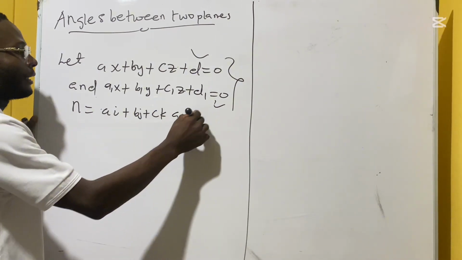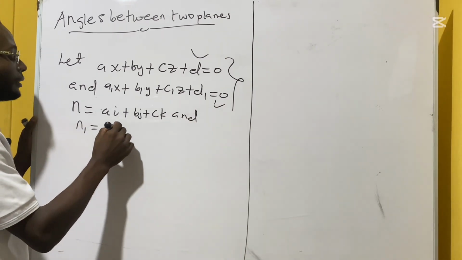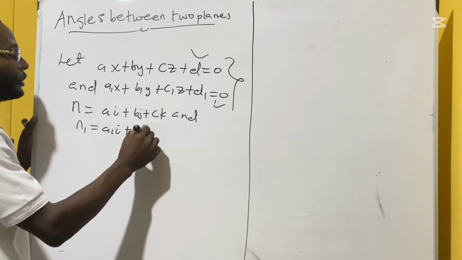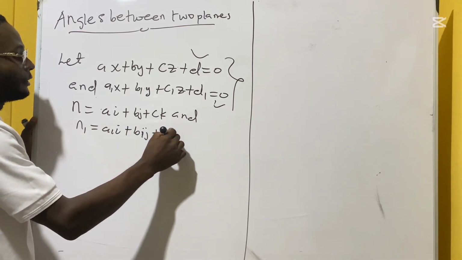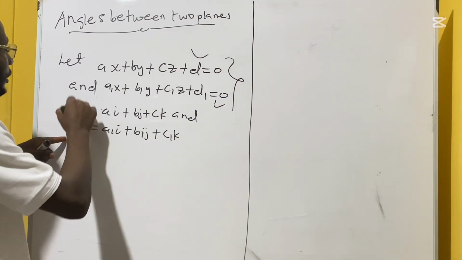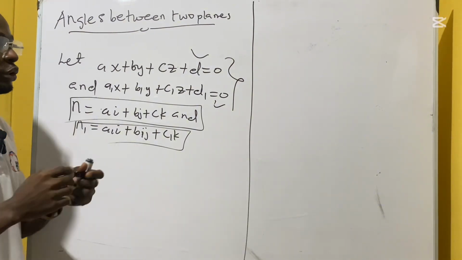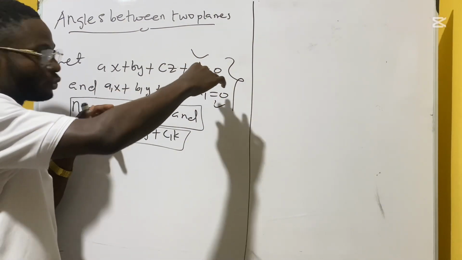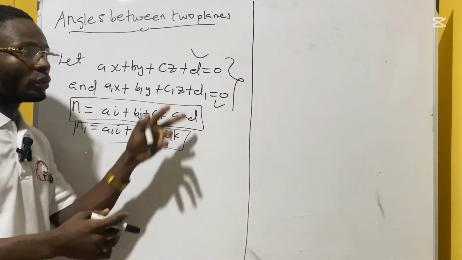and n1 = a1i + b1j + c1k. So this is their normals, this and that. We know that these are the equations of the two planes, and these are the normals of these two planes.